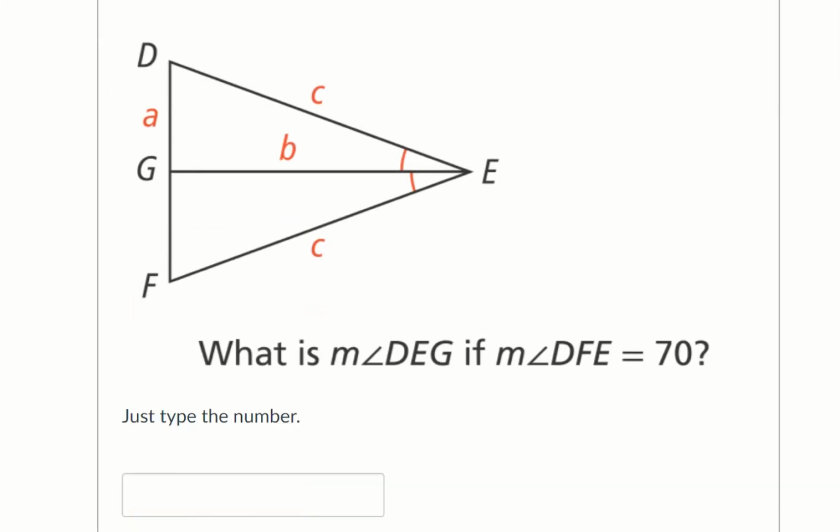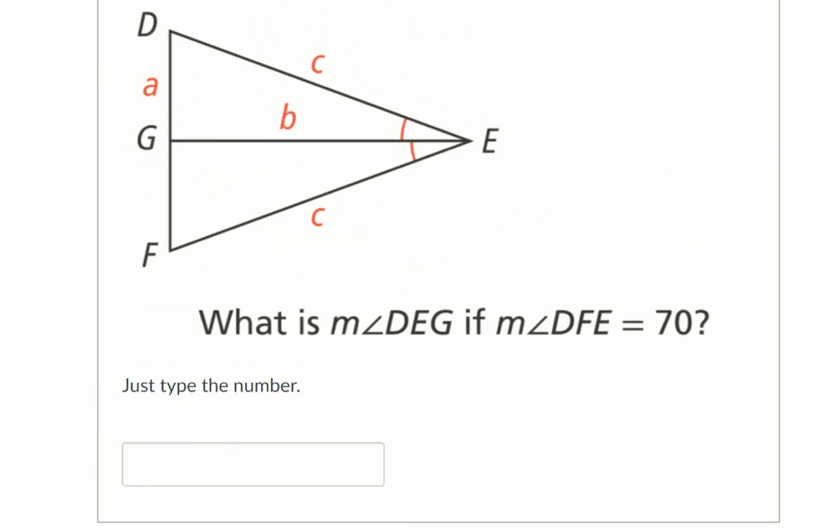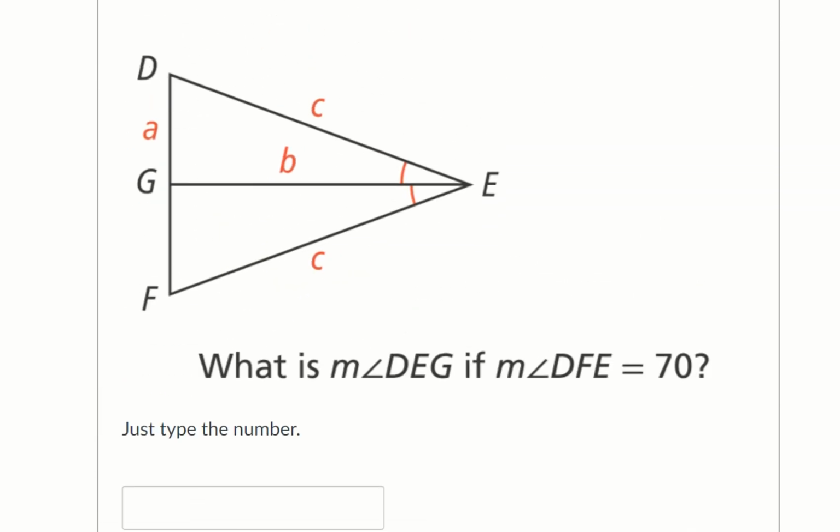All right, question 10. So we got another isosceles triangle. Let's see here. Yeah, we got another isosceles triangle. We can tell because both of these are C. So both of them are the same value. So these two are congruent. Therefore, this is isosceles. And this is my perpendicular bisector right here.